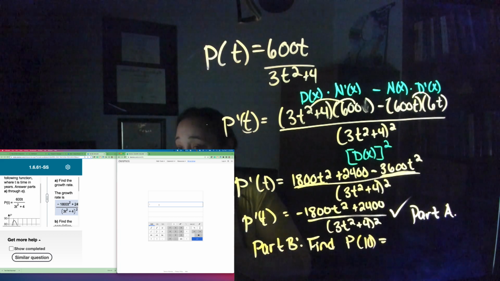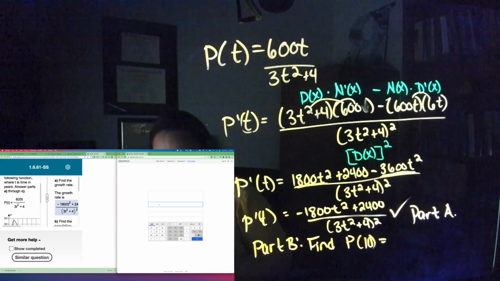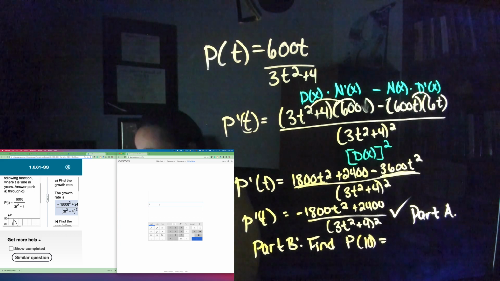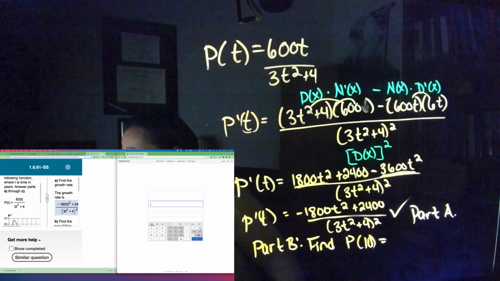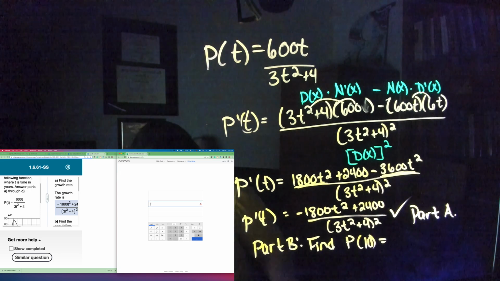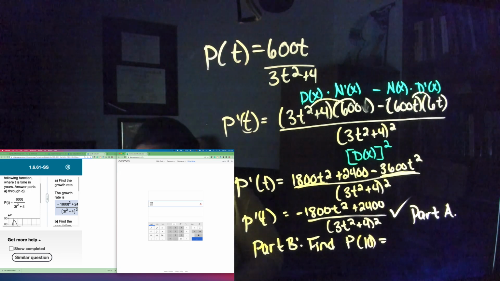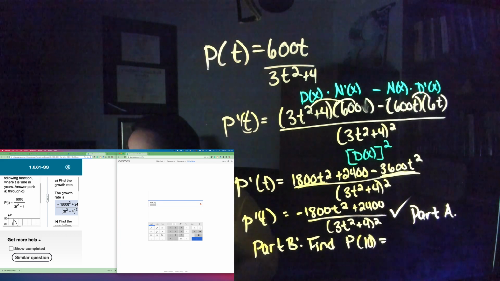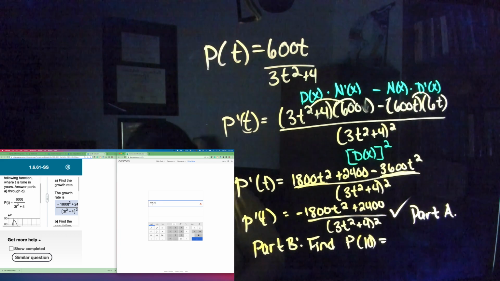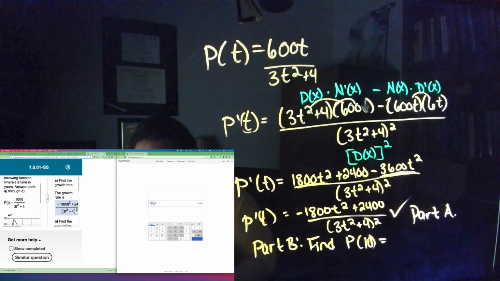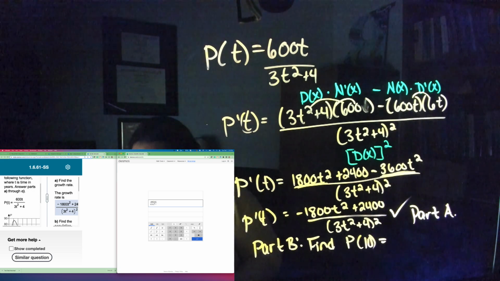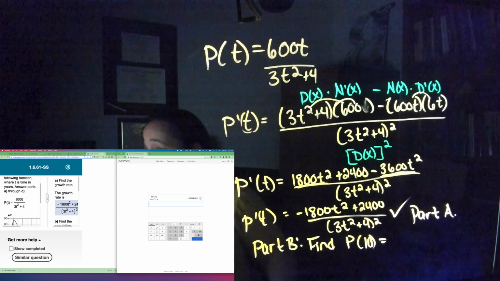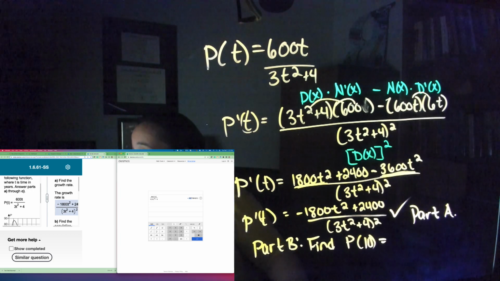So let's go to my computer here and let's put that in. It's kind of dark in here, so give me a minute. So I have a fraction. Let's go ahead and put that in so I don't make any mistakes. So in my numerator, I have 600t, so that's going to be 600 times 10. And in my denominator, I have 3 times 10 squared, and make sure we drop back down, get out of that exponent, plus 4, enter. Okay? Now this is what I have.